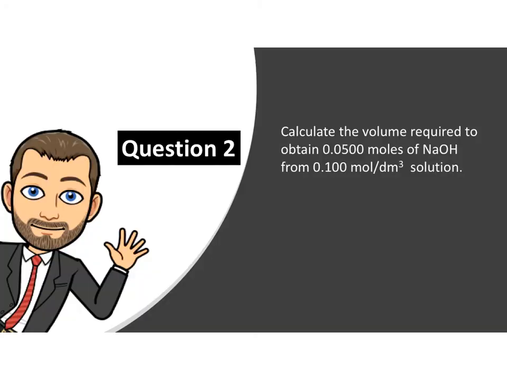So here's question 2. Calculate the volume required to obtain 0.05 moles of sodium hydroxide from a 0.1 mole per decimeter cubed solution. Coming up are some hints if you'd like them, or if not, press pause and you can go straight to the answers.